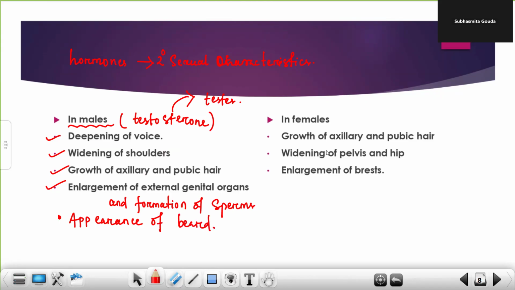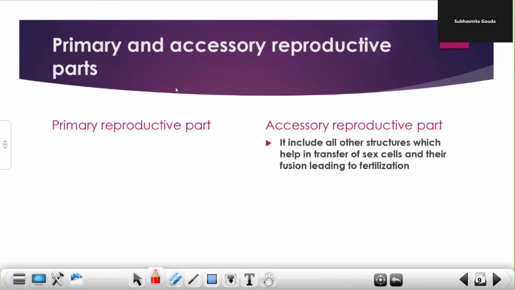But in females, it includes the growth of axillary and pubic hair, widening of pelvis and hip, then enlargement of the breast, and another point is the menstrual cycle. Okay, these are the secondary sexual characteristics of both male as well as female. Then we'll go to the primary reproductive part and accessory reproductive part.